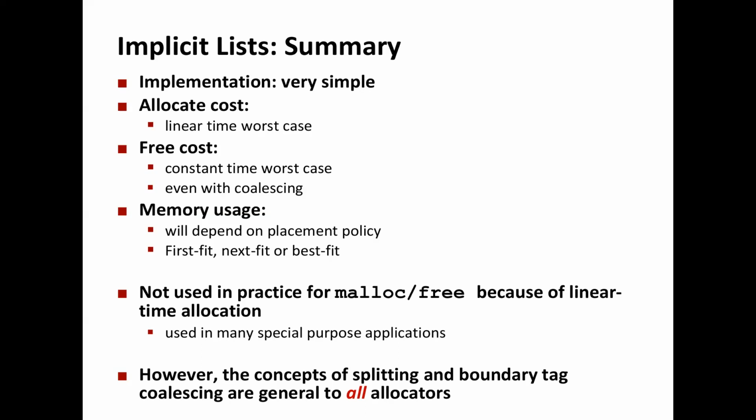But sometimes, from my experience with explicit lists, people can get stuck because of bugs in the list, and they're running out of time before the checkpoint. At that point, it's okay to implement an implicit list at least. But the concepts of splitting and boundary tag coalescing are general to all allocators. So even though we described them for the implicit list, they're still relevant for explicit lists.